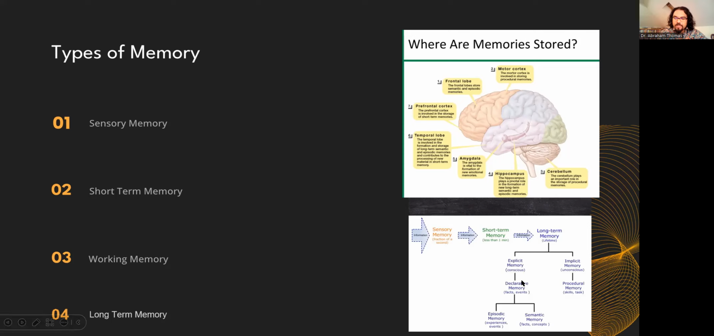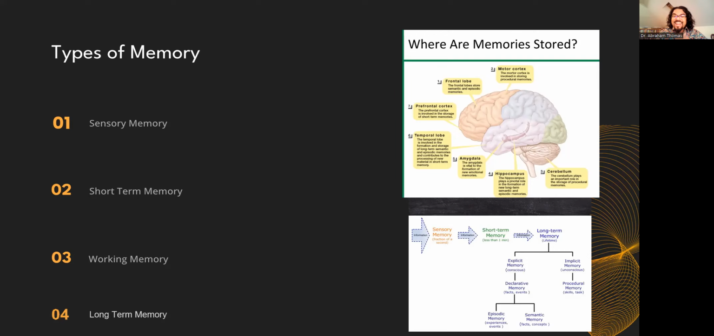Long-term memory can be divided into explicit memory and implicit memory. We're going to go through this in more detail in a bit. Under declarative memory, we have episodic memory and semantic memory. The frontal lobe stores semantic and episodic memories. Then we have the motor cortex, which is involved in storing procedural memories. The cerebellum, obviously, has a very important role in the storage of procedural memories.